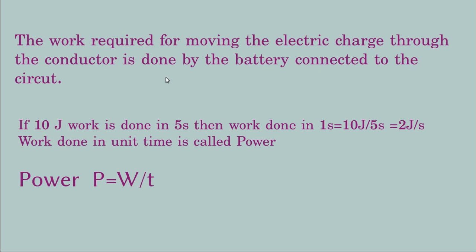is nothing but doing work for the movement of electrical charges. Battery is giving the necessary voltage, potential difference, or battery is doing the work to bring the charges from one end to the other end. That is, the work measured or the work required for moving the electric charge through the conductor is done by the battery.